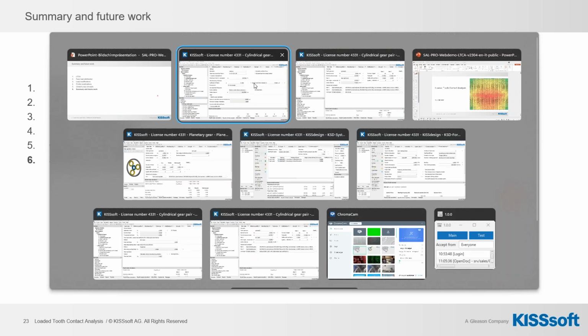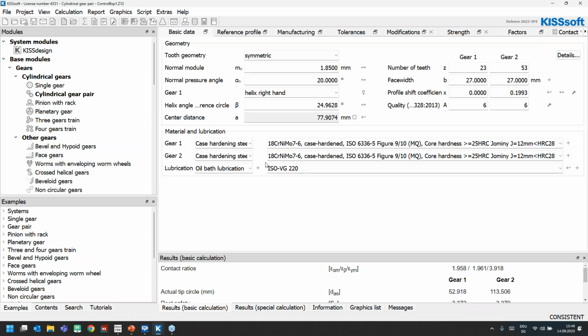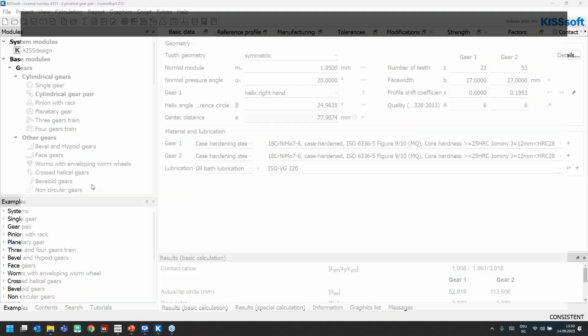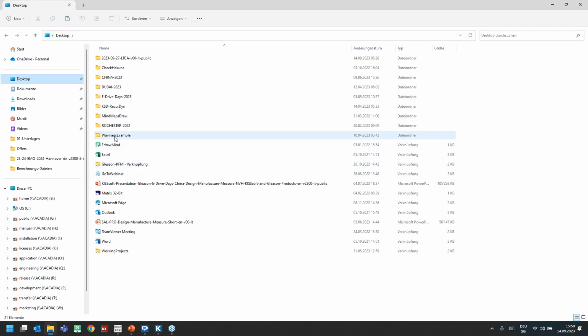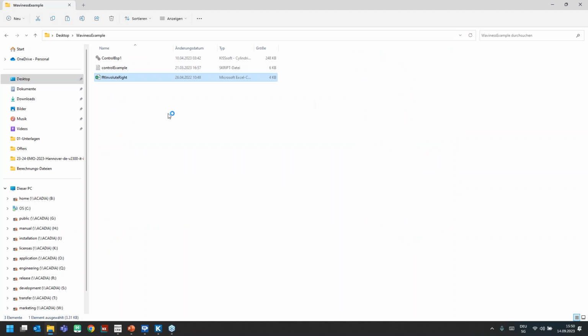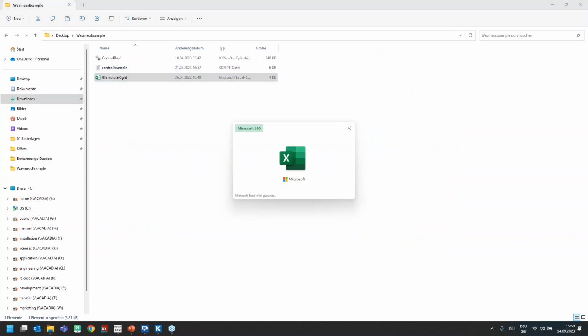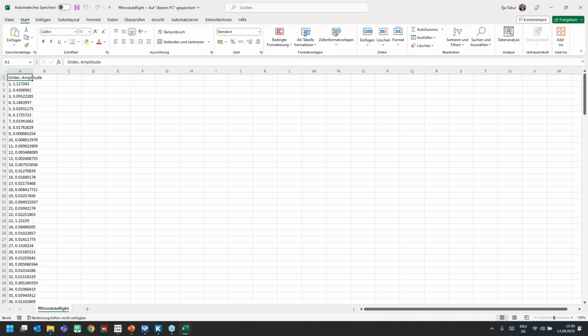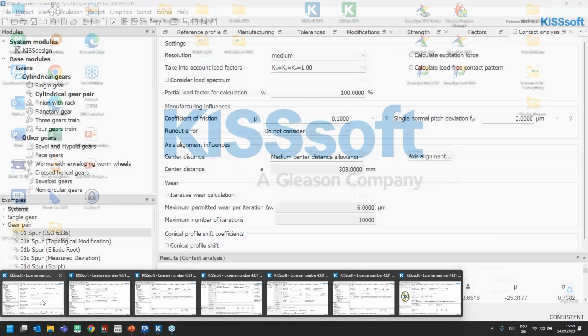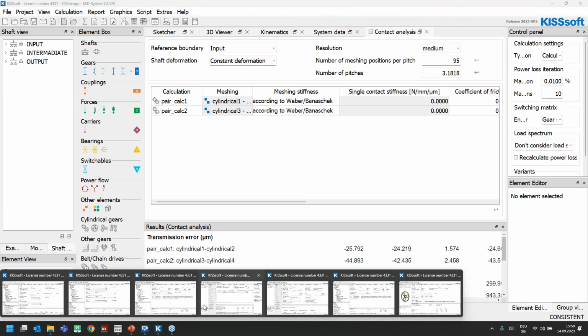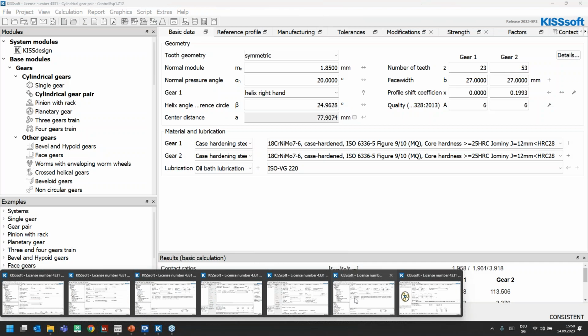Let me actually show you an example on that. Okay, so let me first show you how such a data file can look like. Waviness example. So I will just open an Excel sheet. This is data that has been produced by the machine, and this is basically the FFT of the involute, where we can see the orders and amplitudes. So this data comes from the machine, and we can actually read it in KISSsoft. I just have to find the right file. Sorry for that. Yeah, this one.